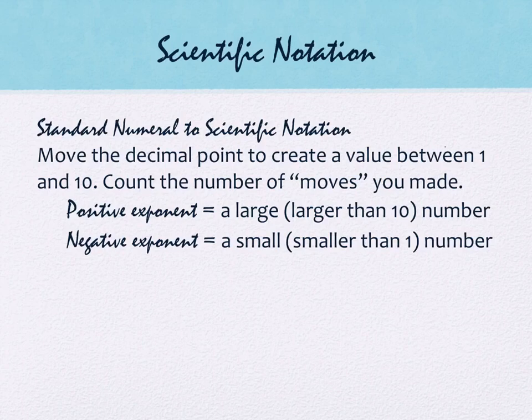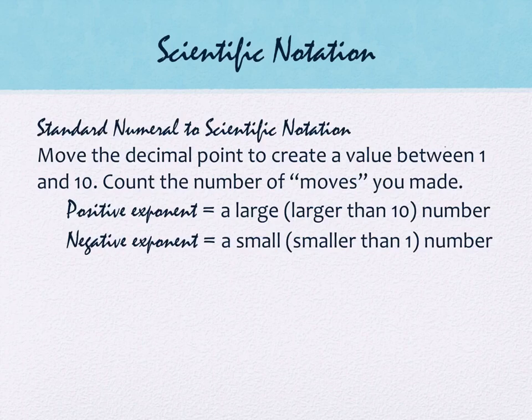So what we do is we move the decimal point to create a value between 1 and 10, and we count the number of moves we've made. This is the part that I do a little bit differently. A large number gives us a positive exponent, and a small number gives us a negative exponent. I don't have to count, but I don't have to worry, did I move left or right?